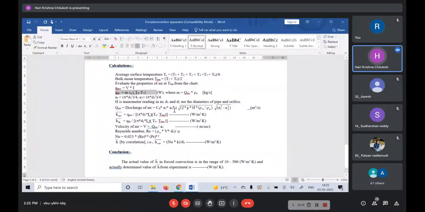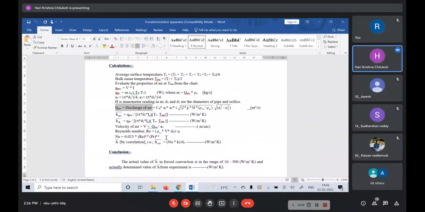Now, let us see how one can obtain the forced convective heat transfer coefficient from empirical relations. We have obtained the volume flow rate of the air through the test section, and we already know the cross-section area of the test section. By dividing the volume flow rate by the cross-section area, you can find the velocity of the air through the test section.